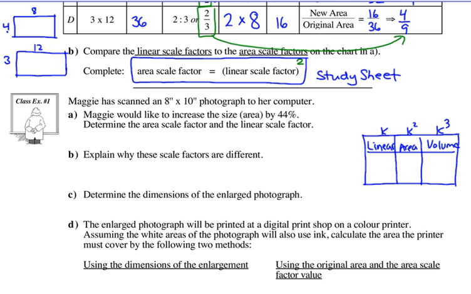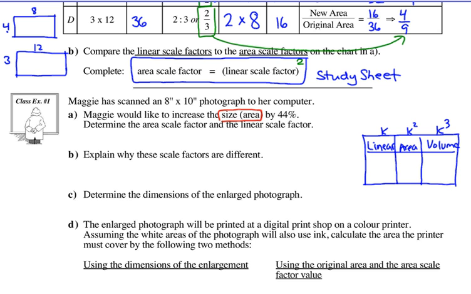So we can write down our scale factors if they give them to us. So here it says, Maggie has scanned an 8 by 10 photograph to her computer. Maggie would like to increase the size, specifically the area, so we know we're dealing with area scale factor, by 44%. Determine the area scale factor and linear scale factor. Okay, so she wants to increase our area by 44%.